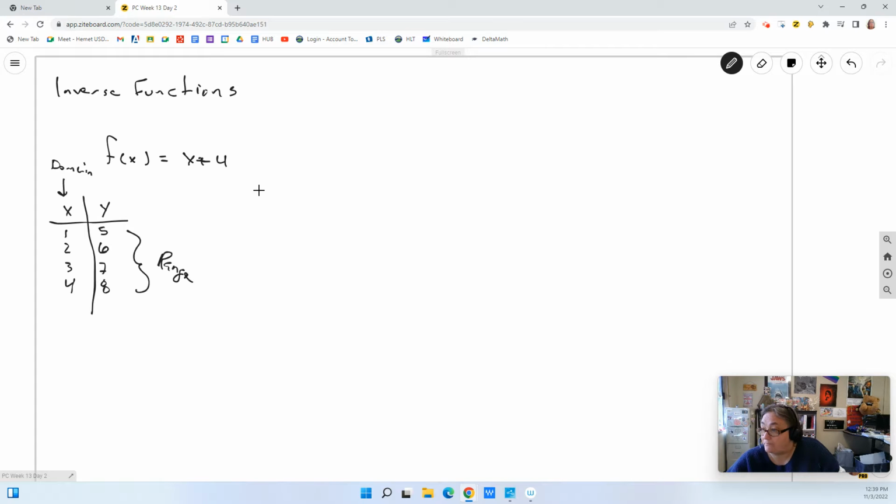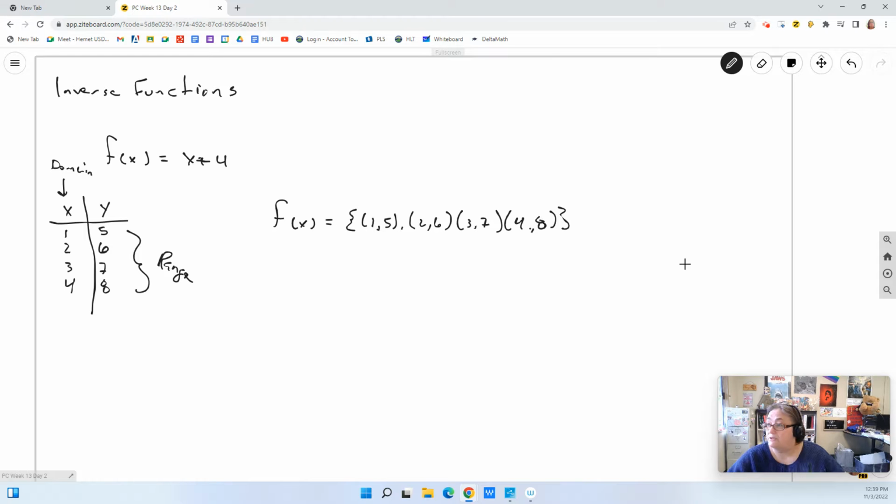So for f of x, I would have this set of points, right? 1, 5 would be a point. 2, 6 would be a point. 3, 7 would be a point. 4, 8 would be a point, right? Based on those x values.